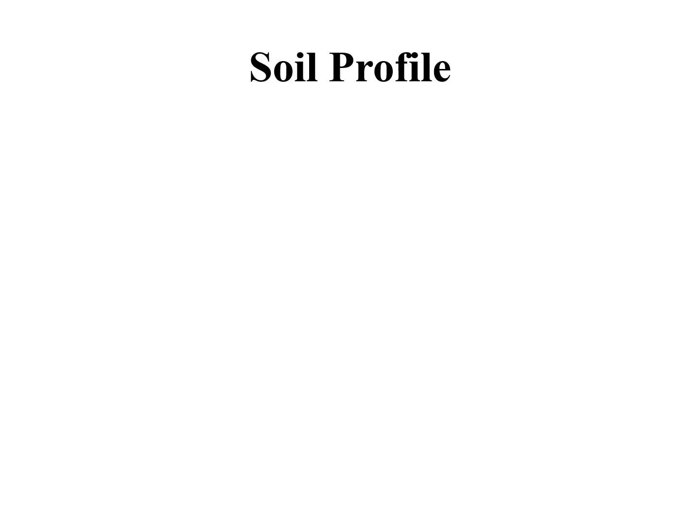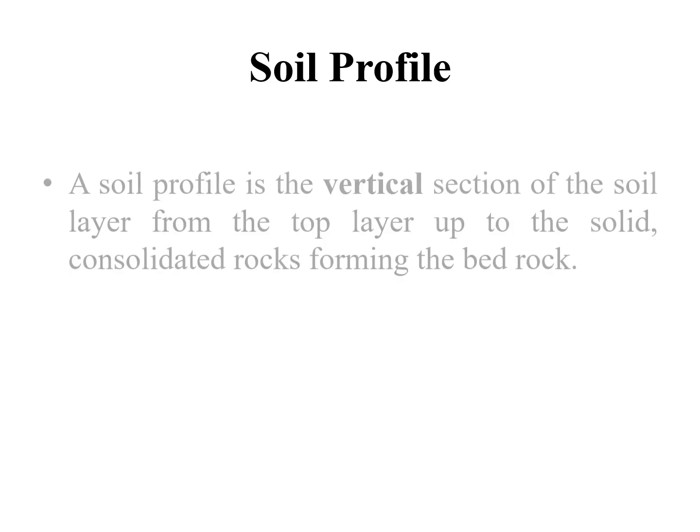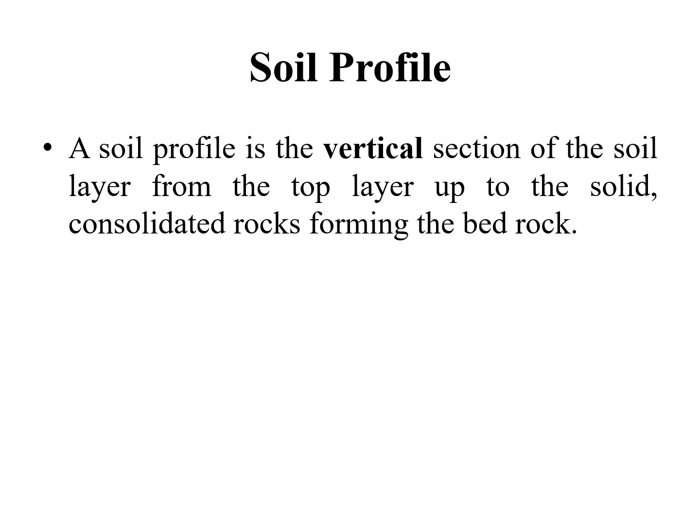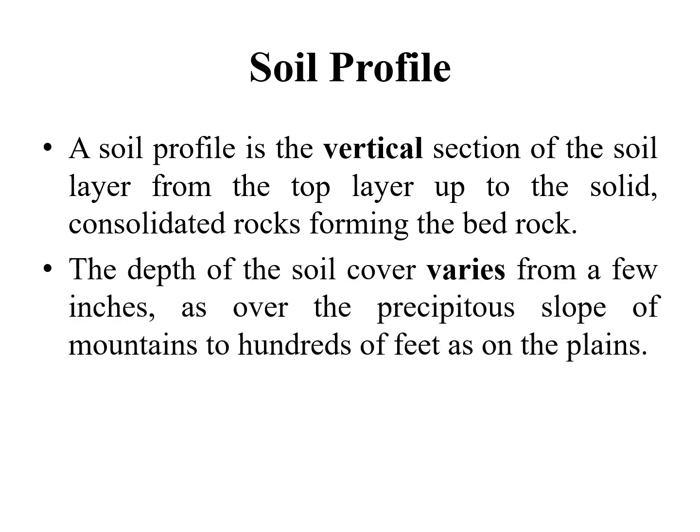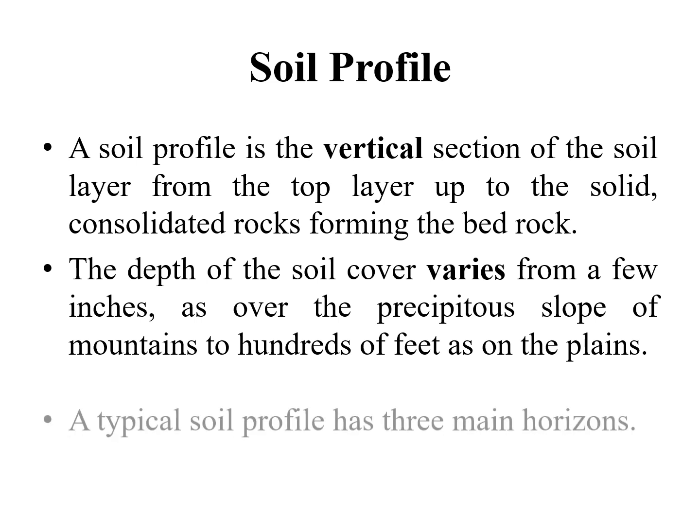And the next topic is soil profile. What is a soil profile? The soil profile is a vertical section of the soil layers from the top layer up to the solid consolidated rock forming the bedrock. The depth of the soil cover varies from a few inches over the precipitous slopes of the mountains to hundreds of feet on the plains.